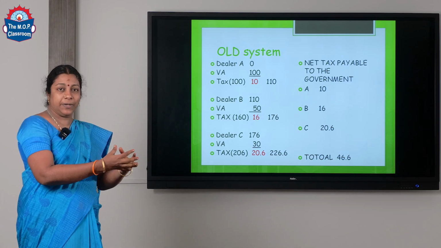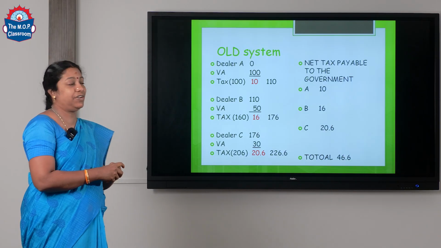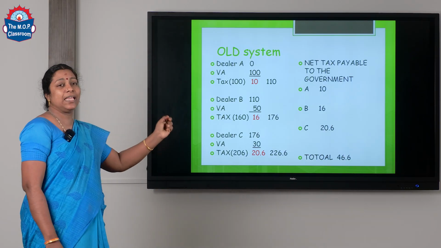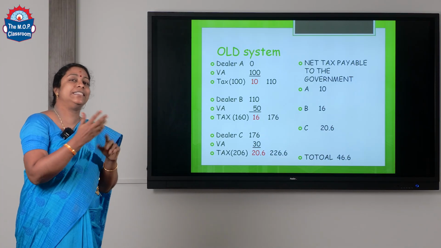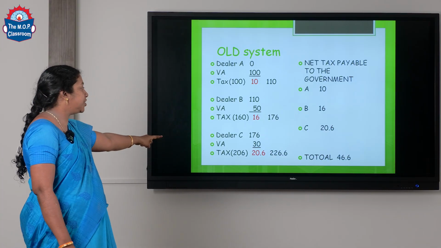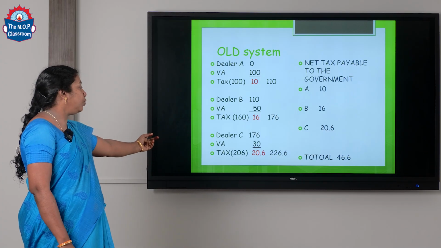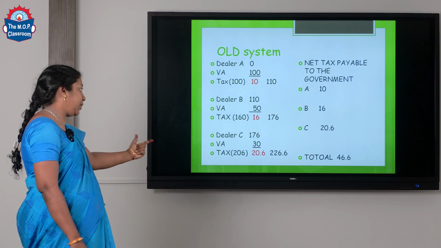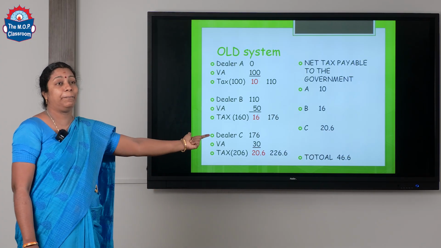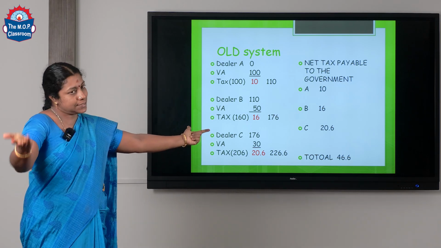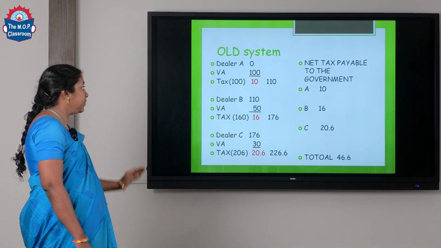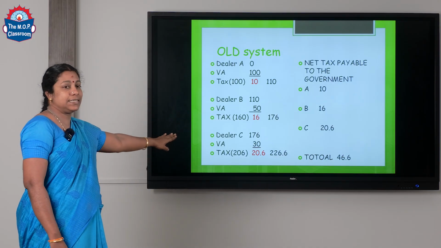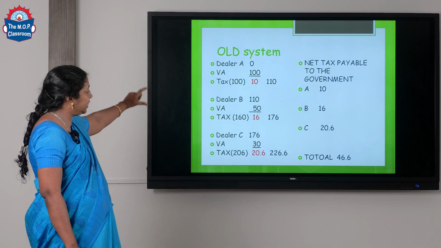Next, the third person has purchased it for 176 and is making a value addition, just keeping it in a shelf and selling it. So the value addition comes to 30 rupees. So 206, 10% comes to 20 rupees 60 paise. The total value that he will be charging his customer will be 226.6. So if you take all these stages, each and everything is a stage.